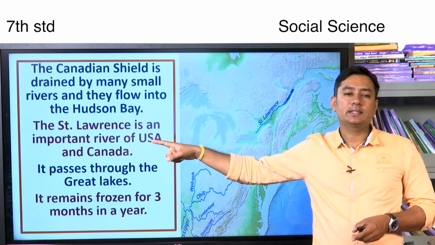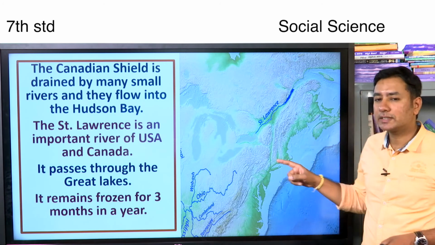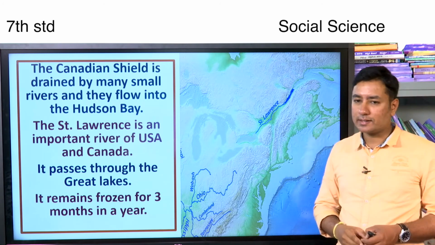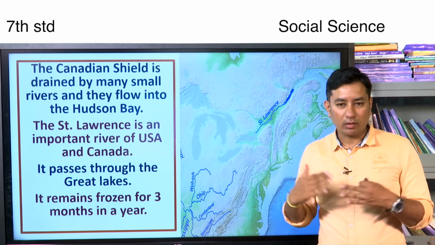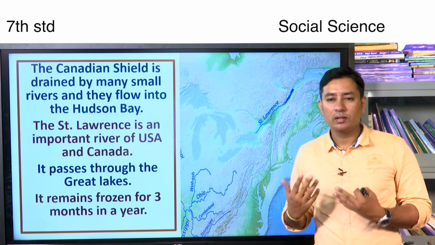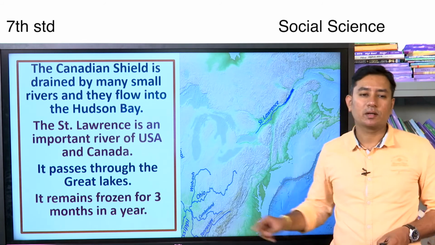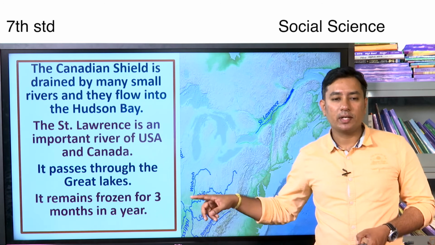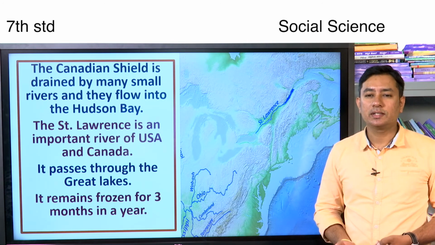The St. Lawrence is an important river of USA and Canada. Where is it? See, here it is, the St. Lawrence River. It passes through the Great Lakes. All the Great Lakes we have seen, right? So this St. Lawrence River passes through all those Great Lakes. Okay, it remains frozen for 3 months in a year. How does it look when it is frozen? See, just like this.